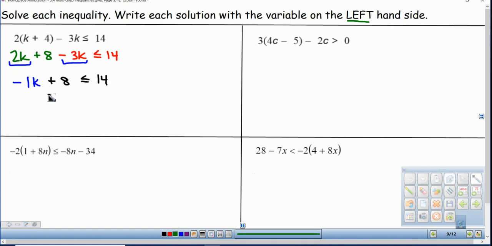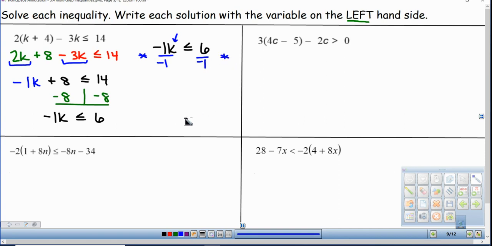To get the variable term by itself, I would need to get rid of the 8. Now we're going to have it say -1k is less than or equal to, and this comes out to be 6. I'm going to come up here and rewrite that and continue my work there. To get k entirely by itself, I'm going to divide by a negative 1. And once again, because I said divide by a negative, we will need to flip that sign. So we get k, flip the sign, and then 6 divided by negative 1 is negative 6.